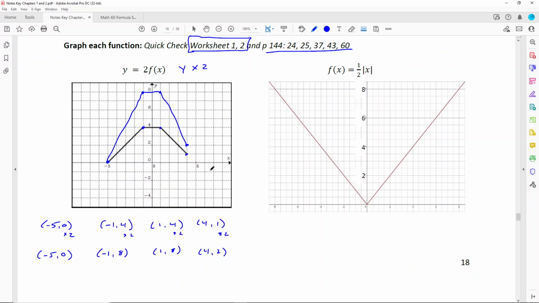So I didn't have to transform every single thing. Like I didn't take this guy and multiply it by 2. And I would have done a way better job of graphing it if I'd used a ruler. But the key thing is you can see that this graph has been vertically stretched along that y-axis.